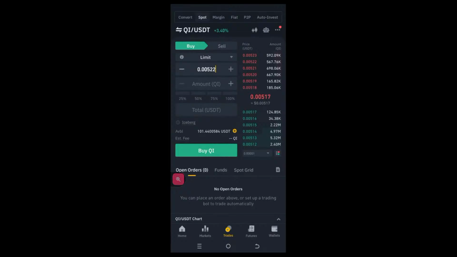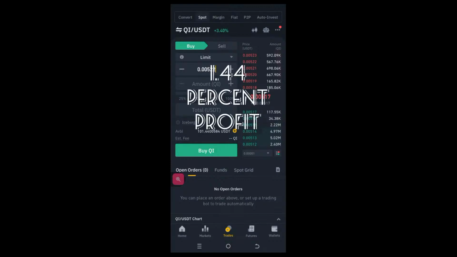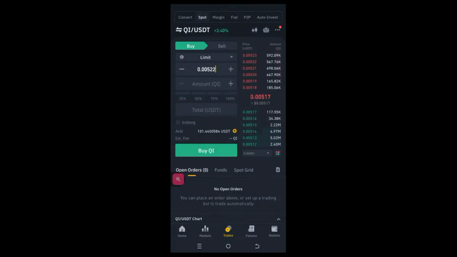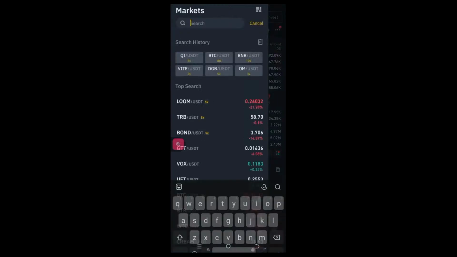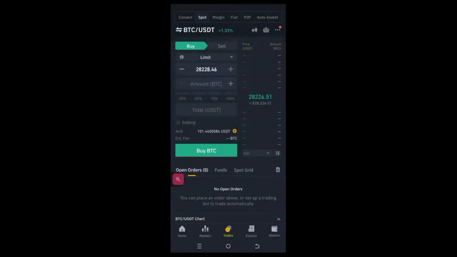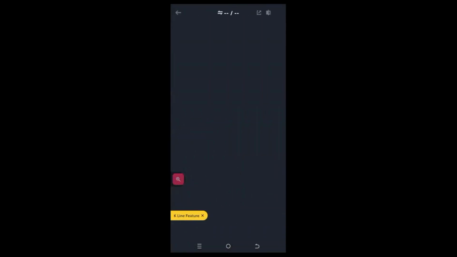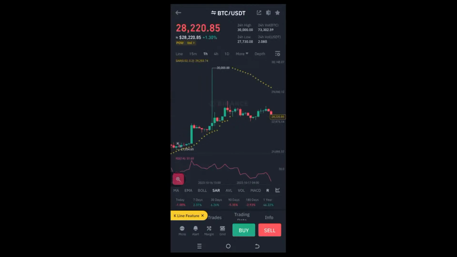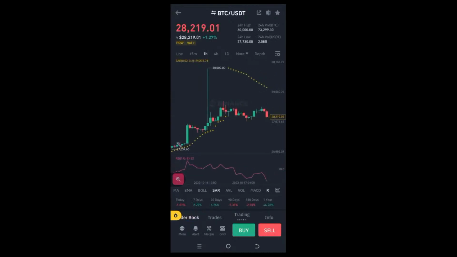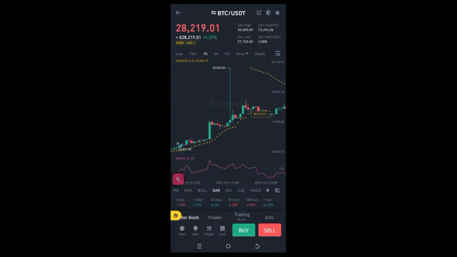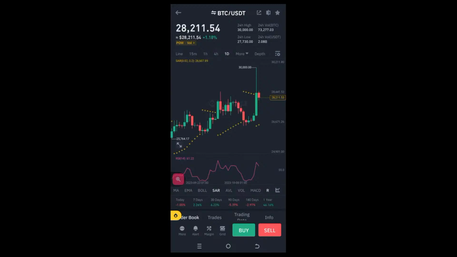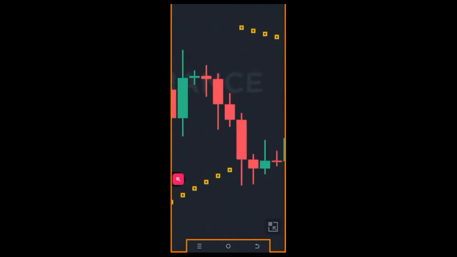Good one. 1.44% profit, which is good. But let me show you what happened to BTC. BTC had been in a very, very tough situation. Yes, let me use my Nigerian parlance to show you that one kind situation. Look at it. It was in a bloodbath for a couple of days. Look at the bloodbath going all the way down.